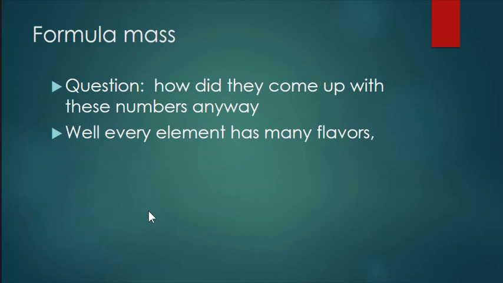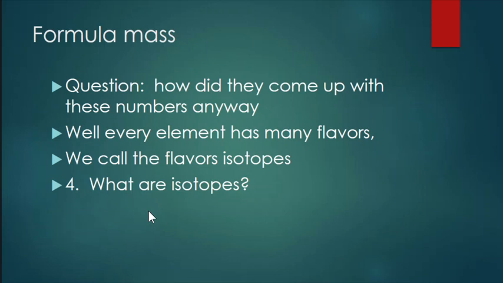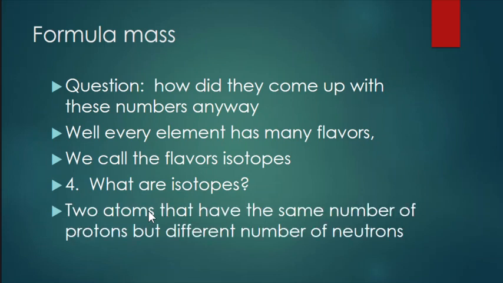We call these flavors isotopes. What are isotopes? Isotopes are two atoms of the same element that have different numbers of neutrons. So same element, therefore they have the same protons, but a different number of neutrons.